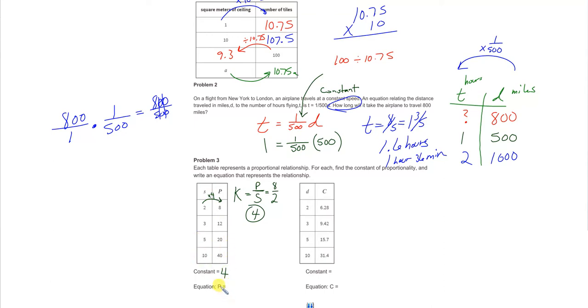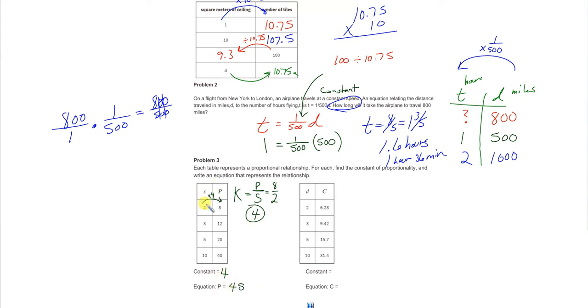And then we have to write an equation. And the equation starts with p. So it's saying, what do I do with s to get what p equals? And we've kind of already shown that. We take s and we multiply it by 4. So our equation would look like this. P equals 4s. We take s, we multiply by 4, we get p.